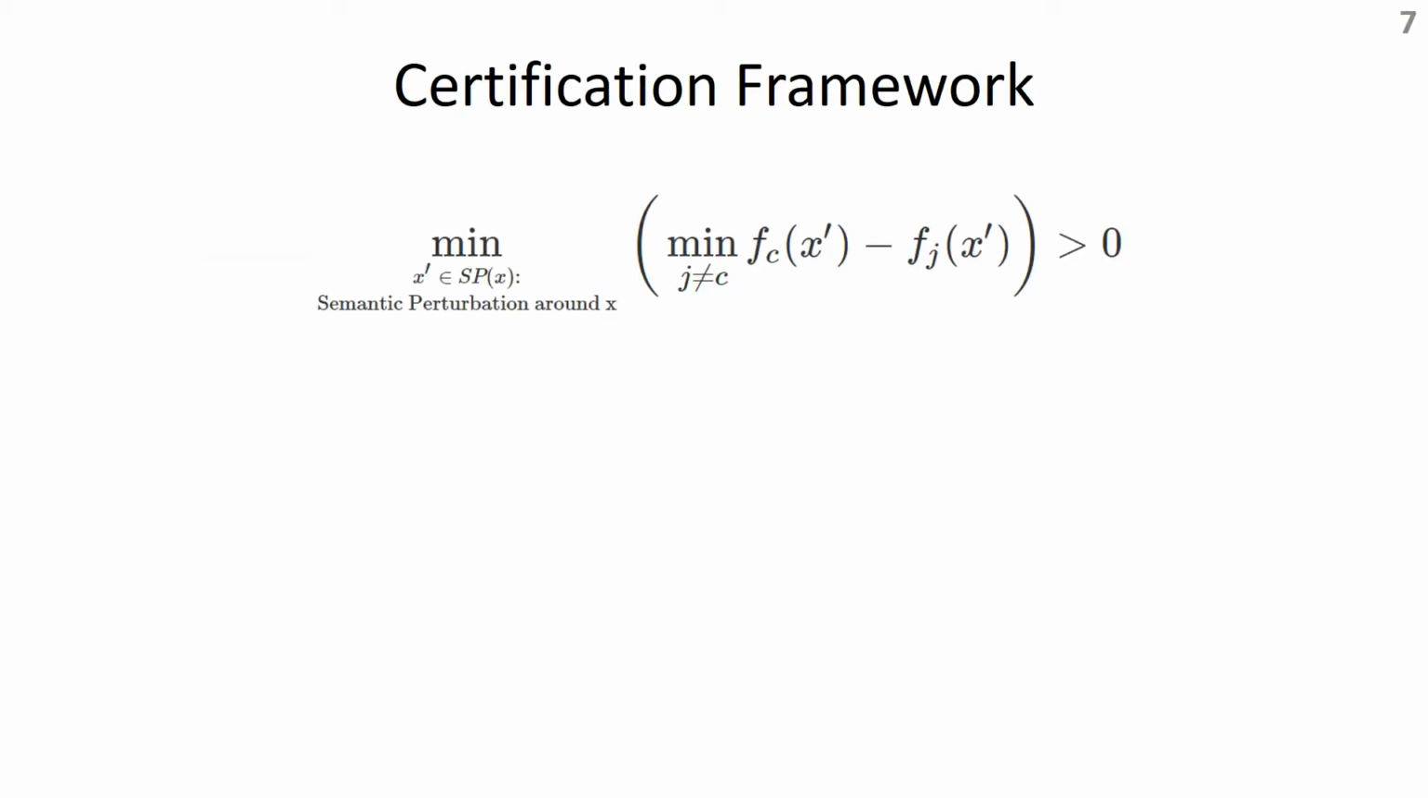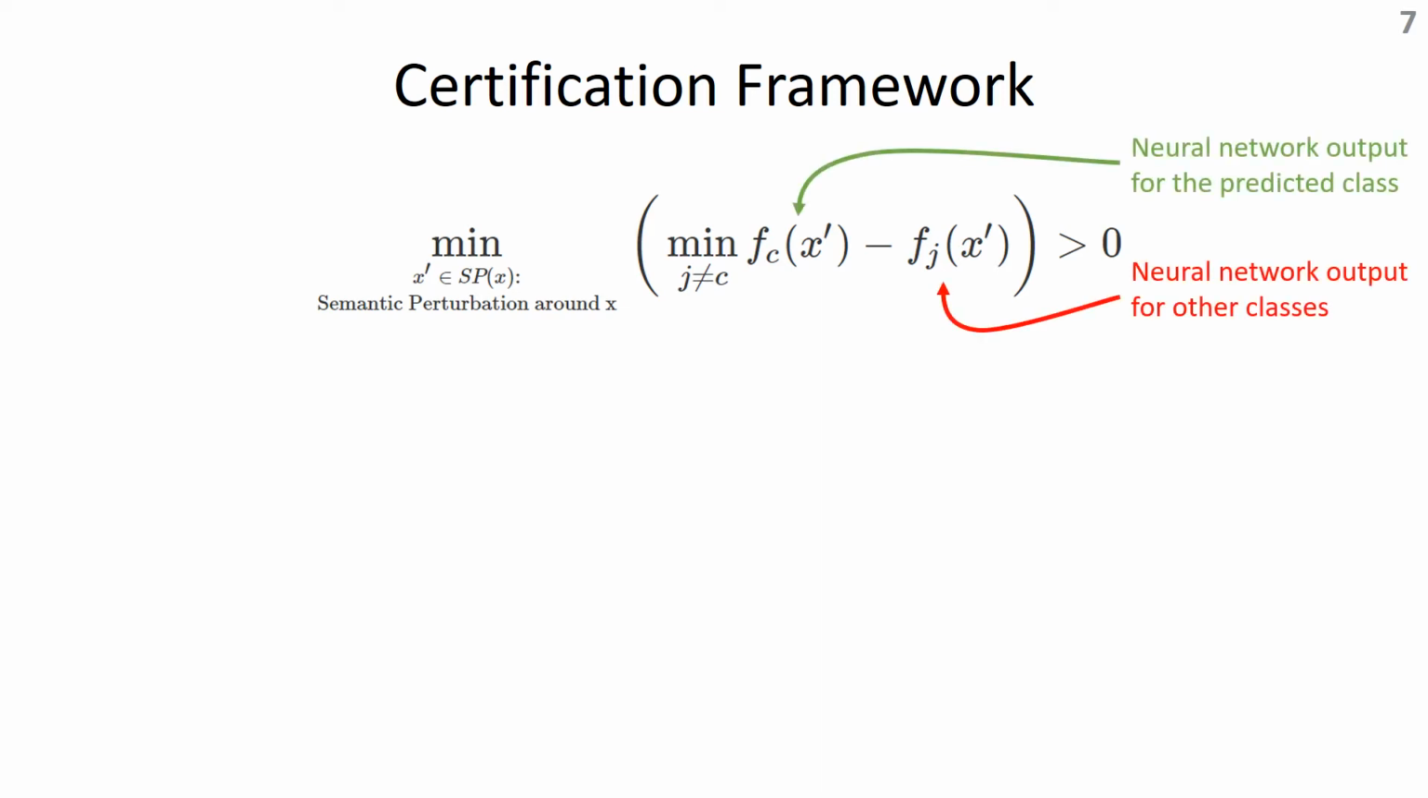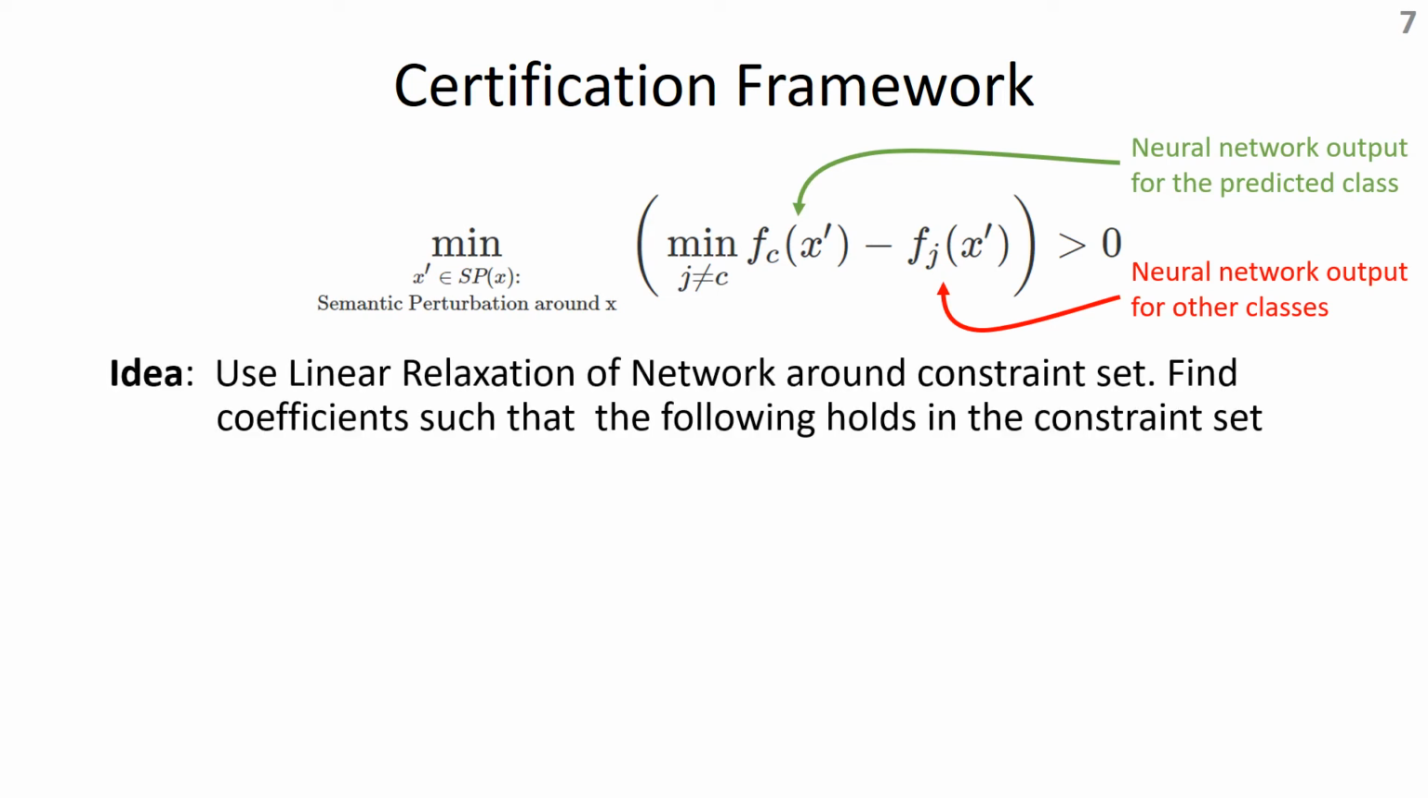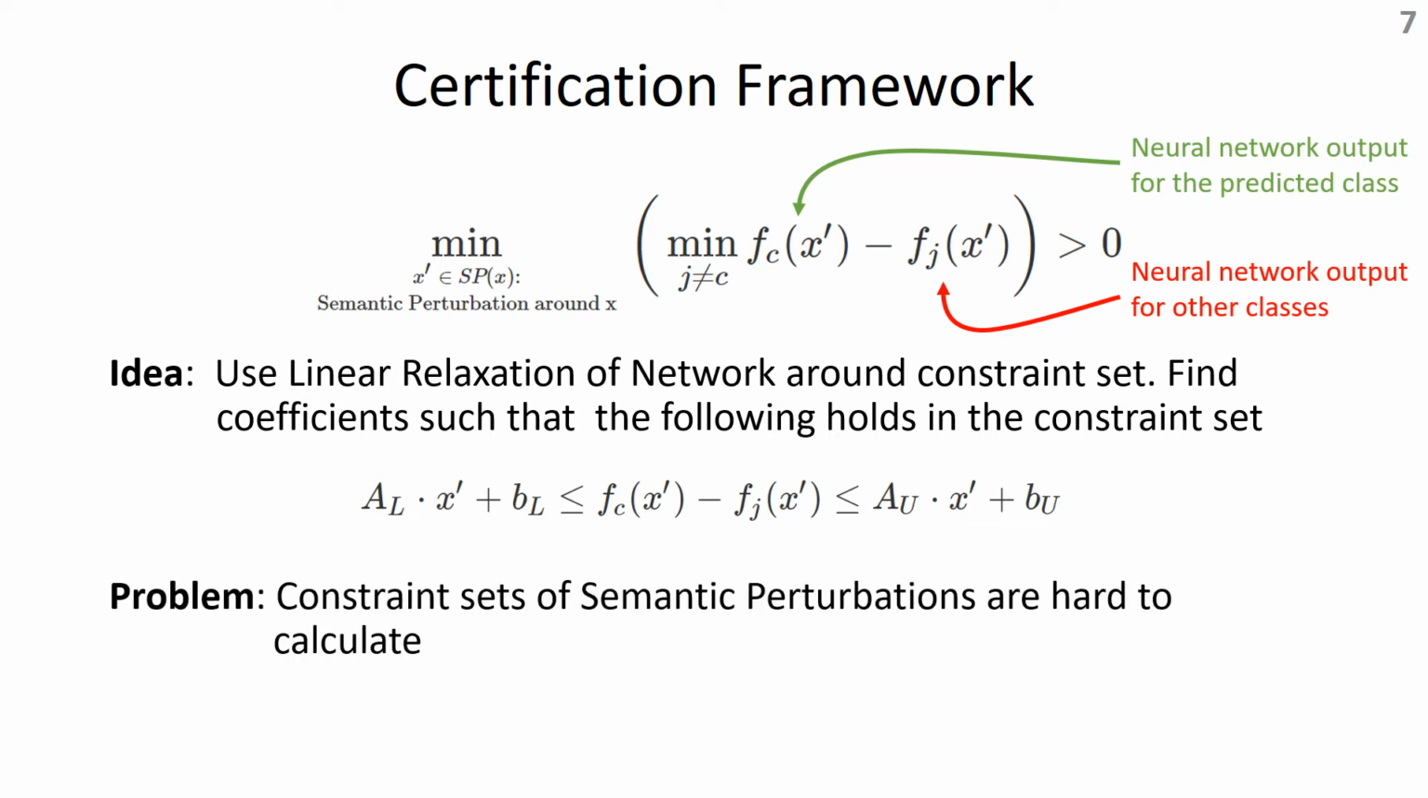In order to certify semantic perturbations, we need to ensure that this inequality holds for all points within the semantic perturbation set. That is, the neural network output for the predicted class is greater than the neural network output for any other class. In order to do this, we solve this optimization problem for a linear relaxation of a network that is valid around the perturbation set. However, in order to get this linear relaxation of the network, we need to have a very good description of the perturbation set, which is generally hard to achieve, as for semantic perturbations, the perturbation set is highly convoluted on the highly non-convex trajectory in the pixel space.